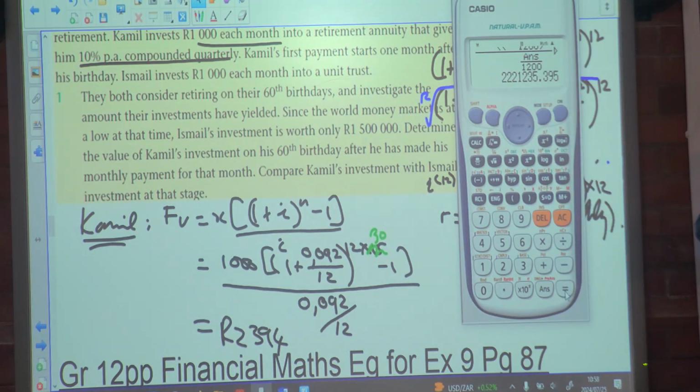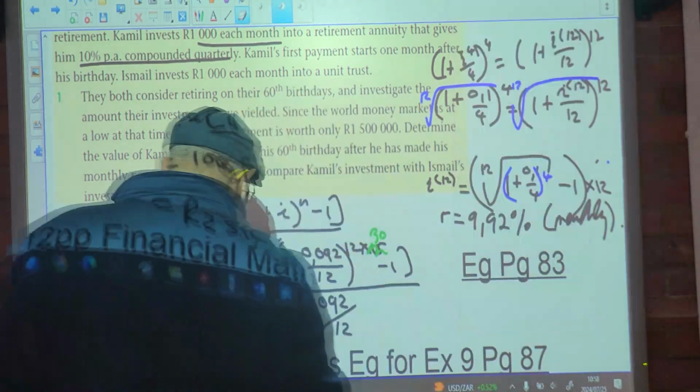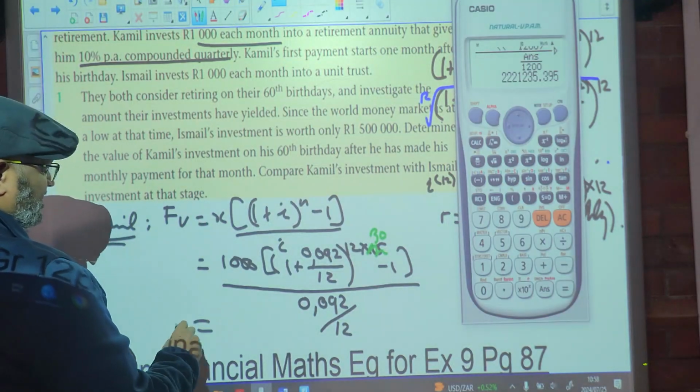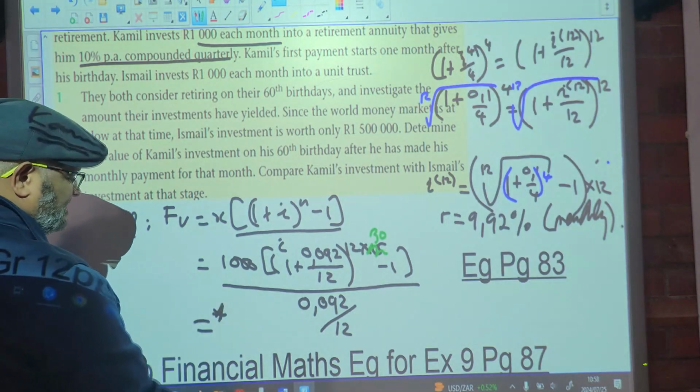$2,221,235. Okay, so that's fairly close. But you see, they rounded off the answer, and I used the answer button. Okay, so let's just confirm that. So this was using the answer button.